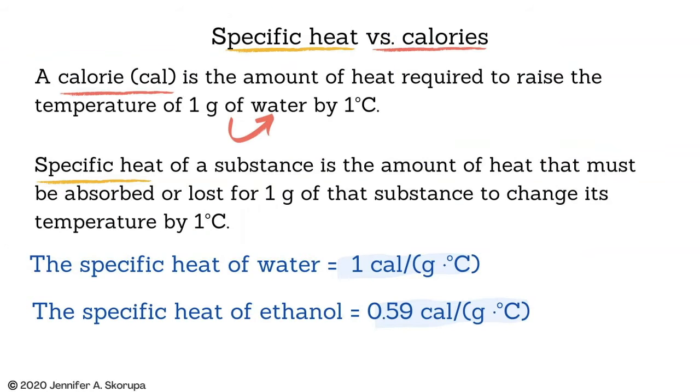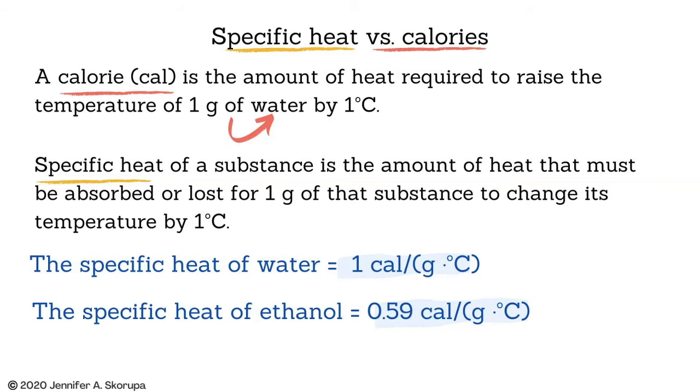Let's look at the specific heat of another substance, ethanol. Ethanol is alcohol that you would find in beer or wine. Ethanol's specific heat is 0.59 calories. This is much lower of a specific heat than water. This means it takes less energy or calories to heat ethanol. If you've ever used wine or beer in a cooking recipe, you've seen this in real life. The alcohol cooks off and evaporates much faster than water.